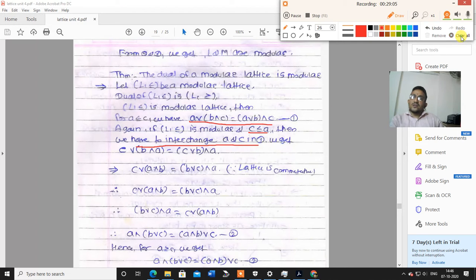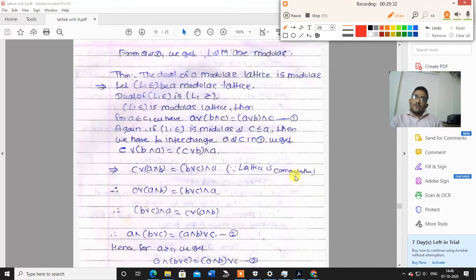So we get, by interchanging A and C, where there was A we put C, and where there was C we put A. Therefore we get, if C is related to A, then we can show C join B meet A is equal to C join (B meet A).